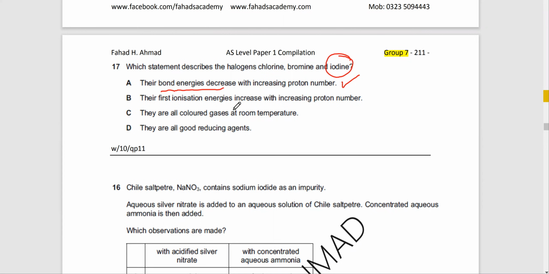They are all colored gases. I mean, I think the first one is correct. They're all colored gases at room temperature. So why is this incorrect?